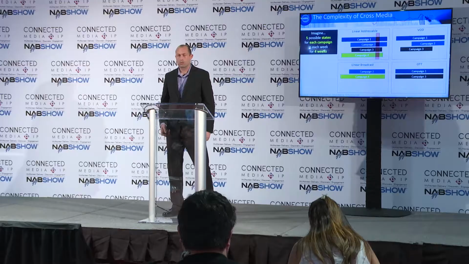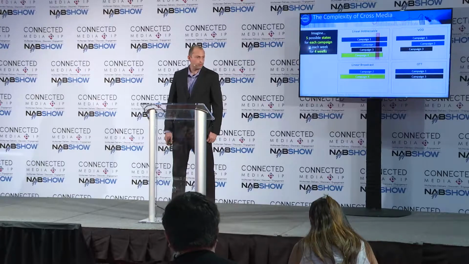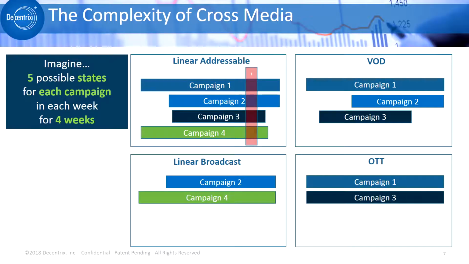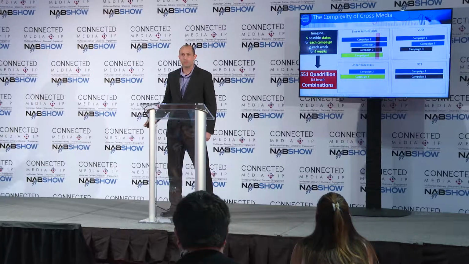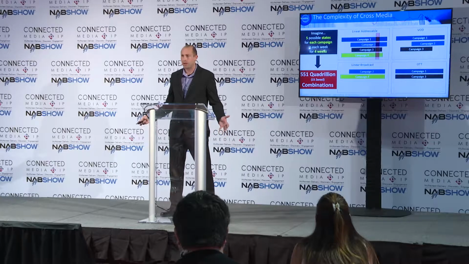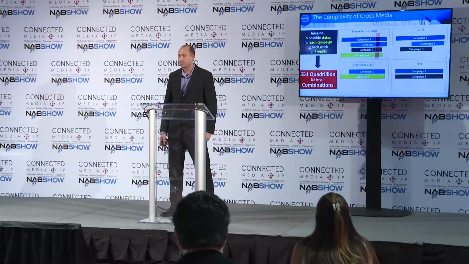Just imagine this, if we're looking at the simple example here. I've got 5 possible states for each of these different campaigns out here, and I'm going to have a different possible combination in each week out there. So that gives us 80 different combinations that we could possibly have. That gives us 551 quadrillion, that's a real number, 15 zeros on that, combinations that somebody would have to sift through to try to find the best possible outcome.